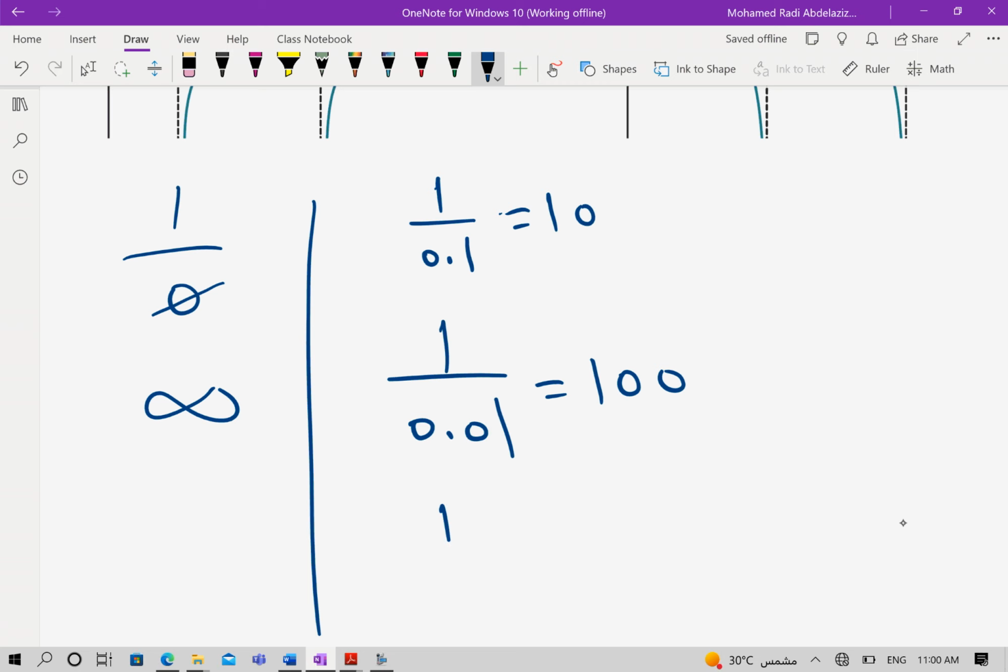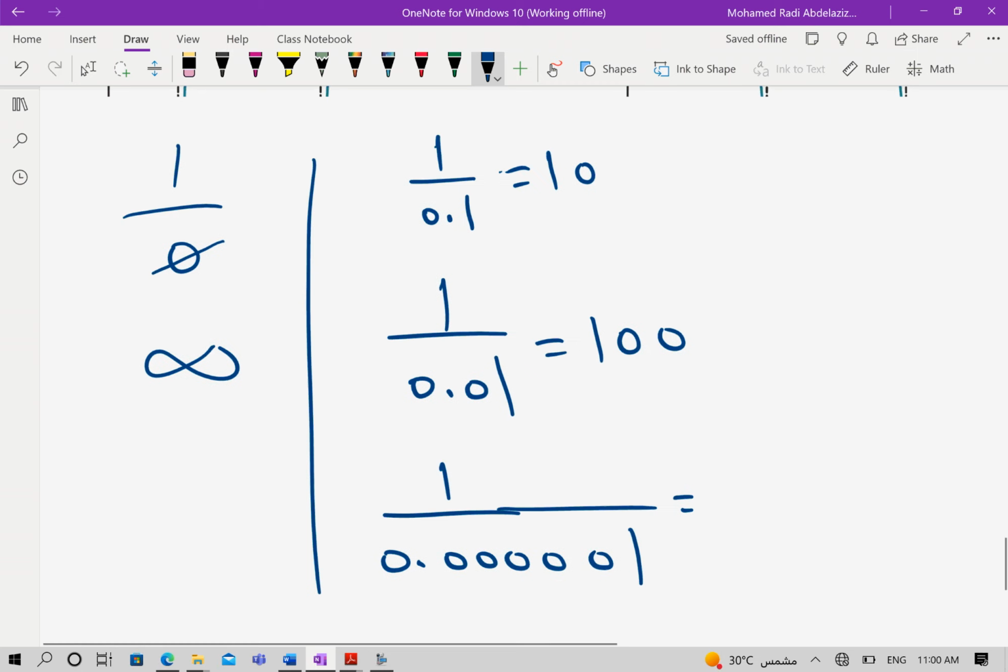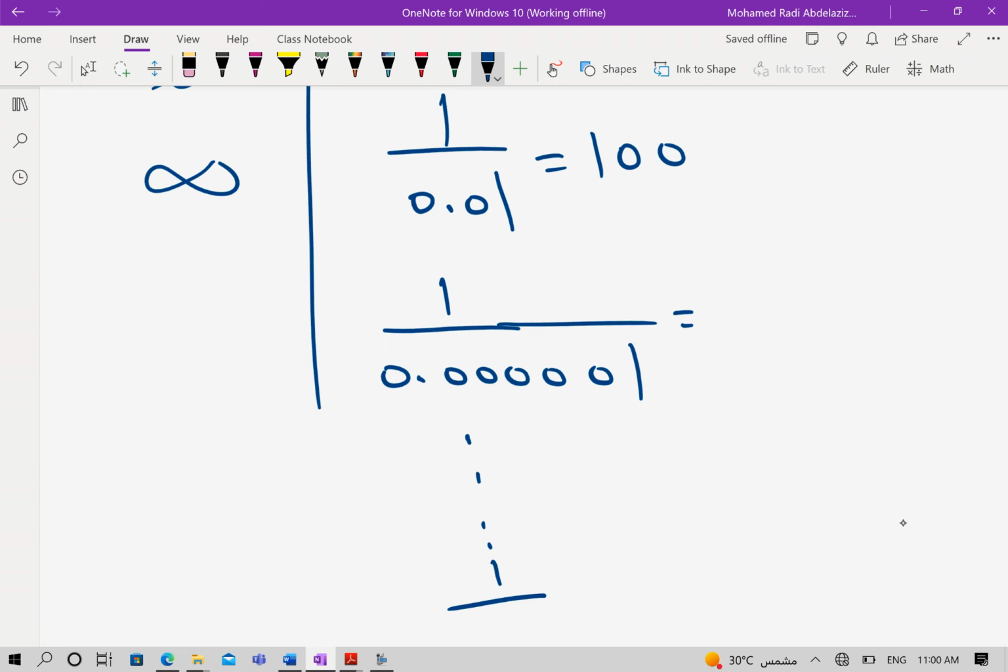So if we change it now to 0.000001, the answer will be 1 million. If we decrease it to 0, if we reduce to the minimum value, there will be the highest value, which is infinity. Clear?